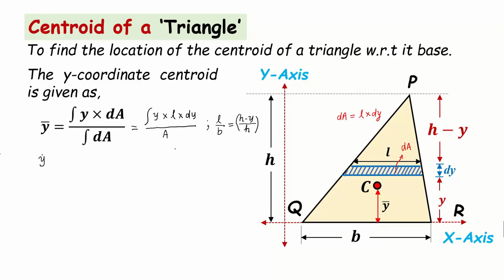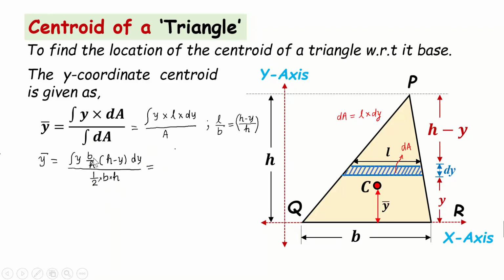So we will be getting y bar equal to integration of y as it is, L will be B by h times h minus y, into dy. So this is the numerator we got. Now the denominator is basically the area of the triangle, and that is nothing but half into base into height. So the base is B here and height is h. So the area of the triangle is going to be half times base into h. Now we'll simplify this and integrate.